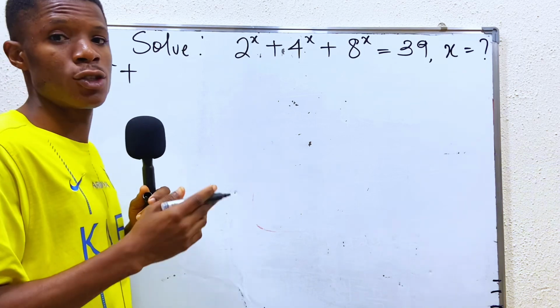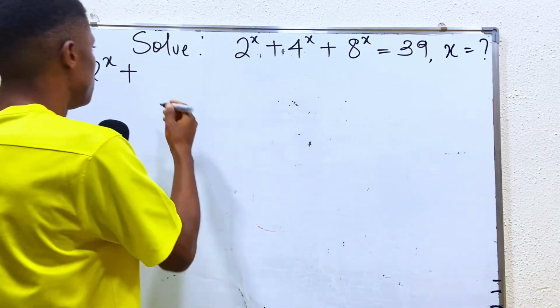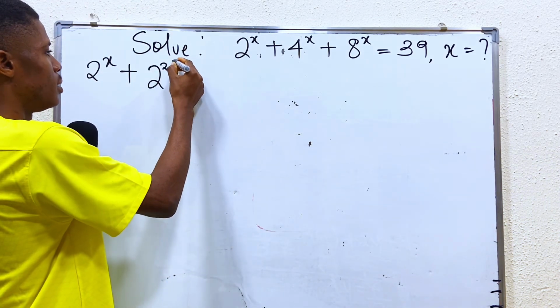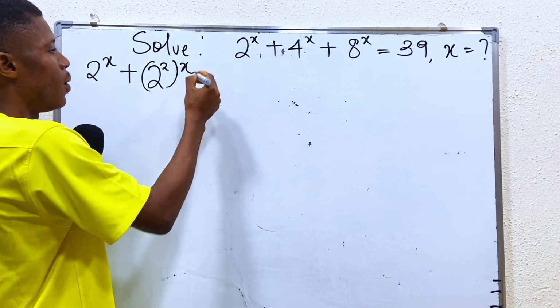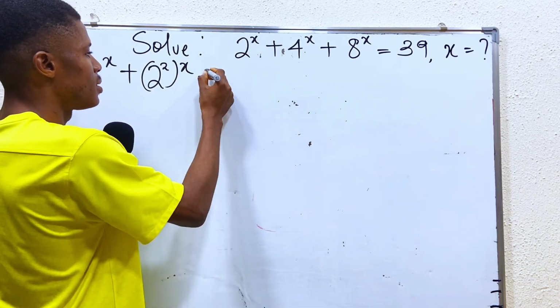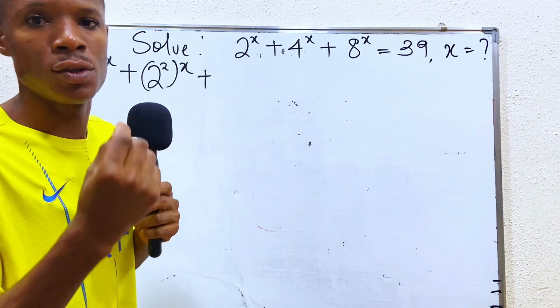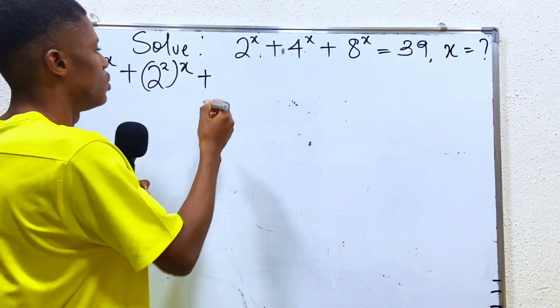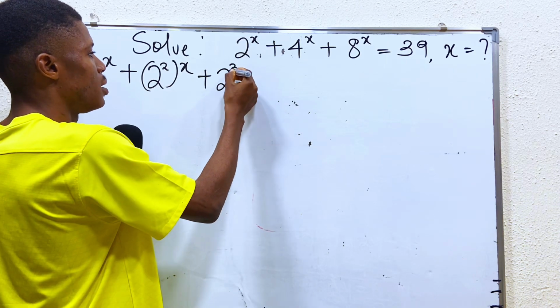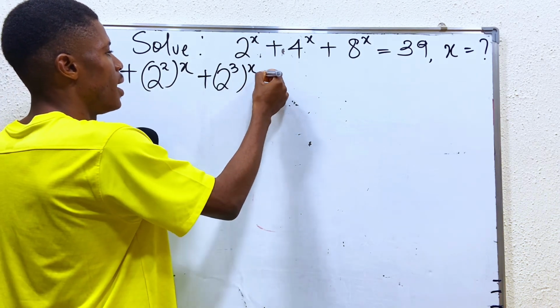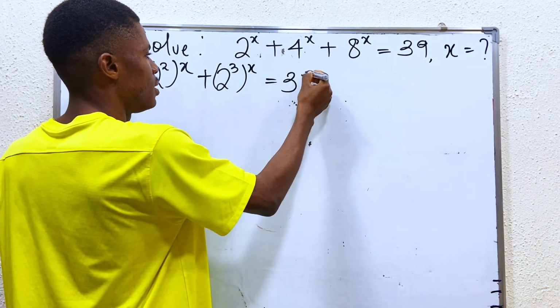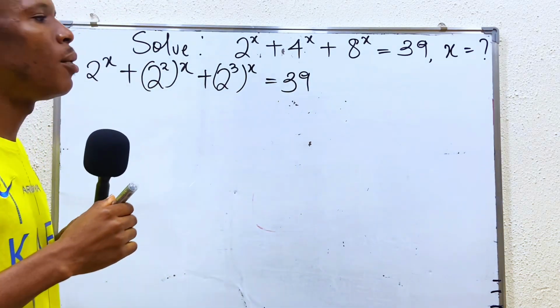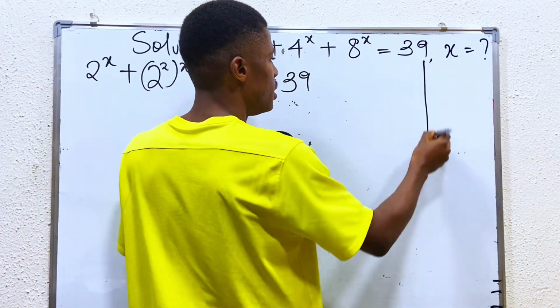4, I can write it as 2 times 2, which is 2 squared. So write it as 2 squared, then raised to already existing power, x, then plus 8 can be seen as 2 times 2 times 2, which is 2 power 3. So write it as 2 power 3, already existing power, x, and that's 39. Okay?